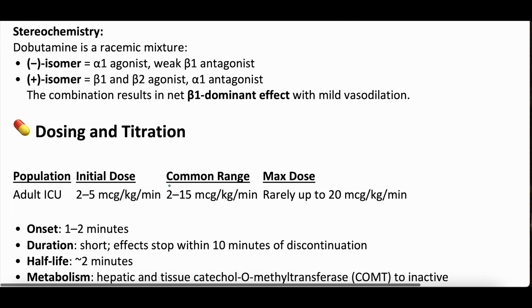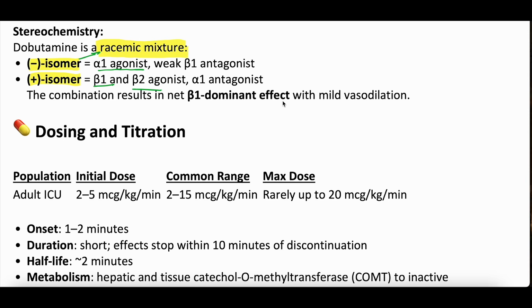Stereochemistry, this is not that important unless you really want to go down the rabbit hole, but dobutamine is actually a racemic mixture. Racemic mixtures are outside the content of this video, but there's a negative and positive isomer. That's the racemic mixture. It's a mix of those two. And depending on the isomer, there's different potencies of effects on different receptors. So the positive isomer primarily affects beta 1 and beta 2 receptors, and then the negative isomer primarily affects alpha 1 receptors.